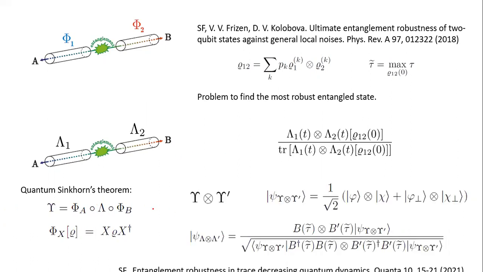So when we apply this quantum Sinkhorn theorem, we can transfer the problem to the case of unital maps. And the case of unital maps was already considered in the literature. So we know what the optimal state looks like. So we can use that result to find the optimal state in the case of trace decreasing maps. So these results are presented in this paper published this year. Okay, this is another example of how trace decreasing maps appear in quantum problems.